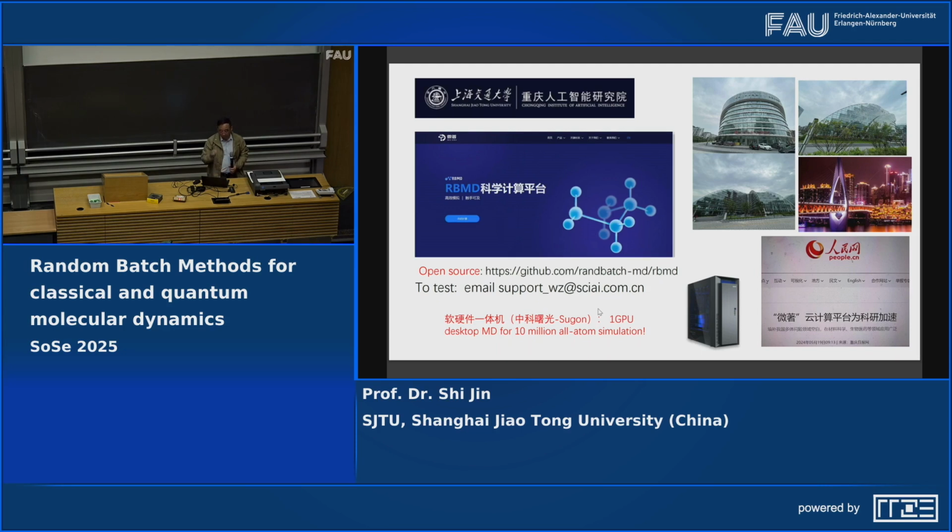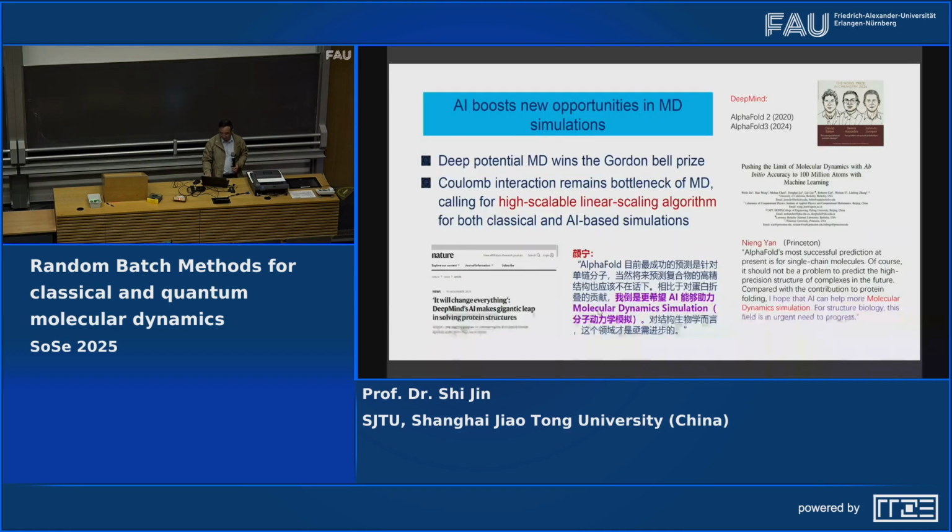And actually, we collaborate with a high-performance computer company in China, Shugang. And now we build our software, this random batch software, with 10 to the 7 atom molecular dynamics in one GPU. Here it is. So all you need is just have this equipment on your desktop. You can do molecular dynamics with 10 to the 7 particles. Before, people could only do 10 to the 6 scale. Now, 10 million in your office. You don't need a massive parallel computer. One GPU with this machine.